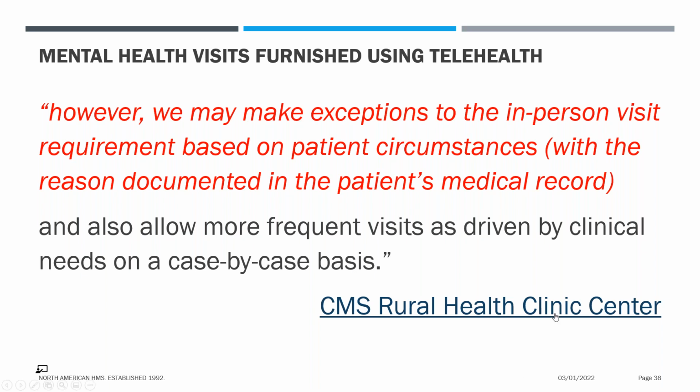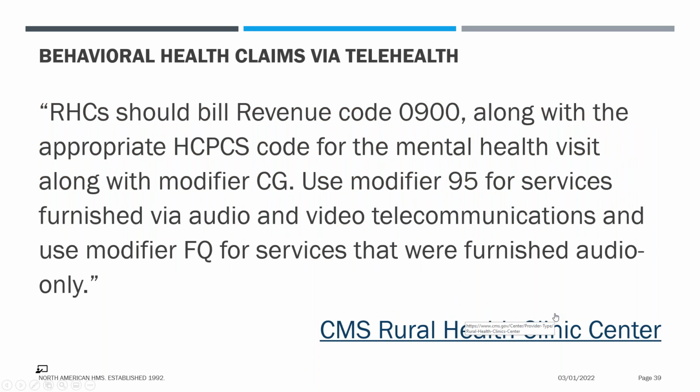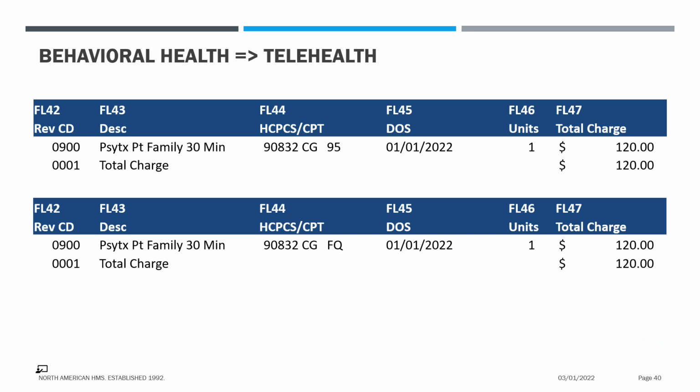And you can see right here, when you get these slides, this is a really important resource. The Rural Health Clinic Center website provided by CMS is where they release a lot of new information. We're going to use a revenue code 900 with a CG modifier. Whoops, I just skipped the guidance. Modifier 95 for audio video, and FQ for audio only. Those are our two claim types.